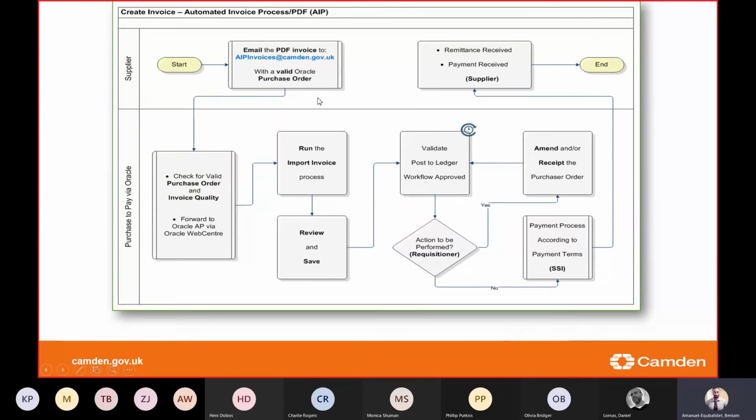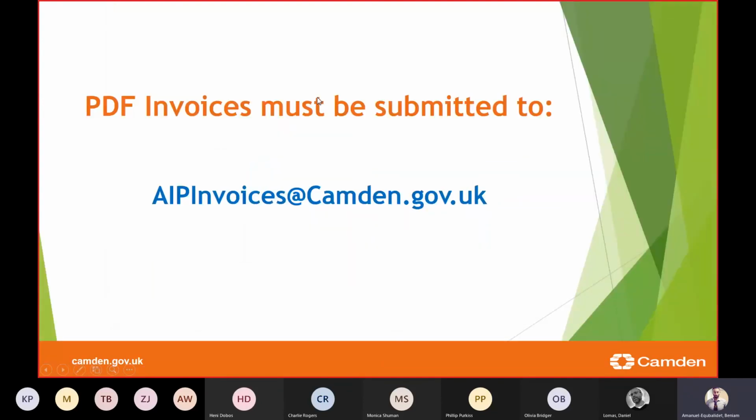Okay, so I'm just going to move on to the next slide. The next slide is showing you the email address that you're going to be forwarding your invoices to, attaching your PDFs, ensuring that they have POs, and then sending it in an email. And that email is AIP invoices@camden.gov.uk.